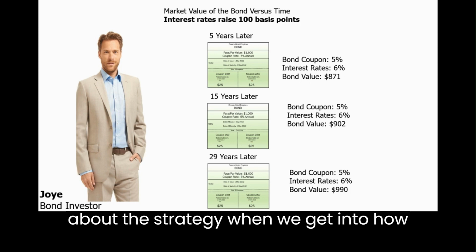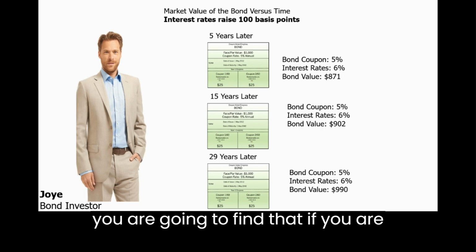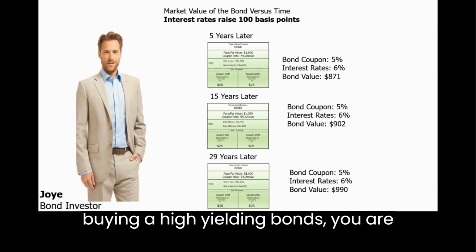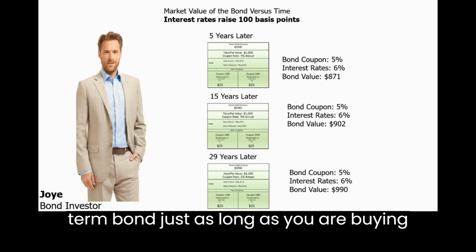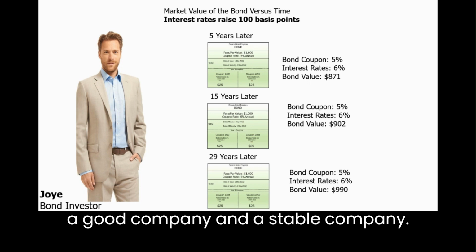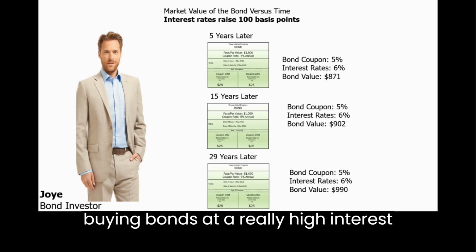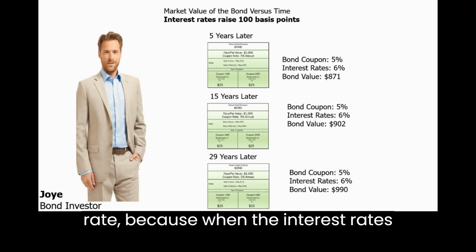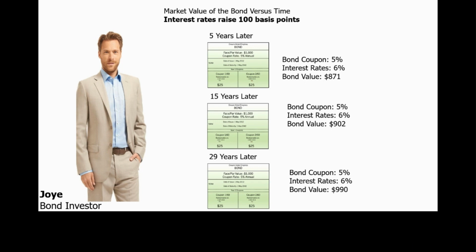And as we talk about the strategy, when we get into how the markets move, you are going to find that if you are buying high yielding bonds, you are definitely going to want to buy a long term bond, just as long as you are buying a good company and a stable company. Long term bonds are good if you are buying bonds at a really high interest rate, because when interest rates drop, you get the exact opposite effect, which I am going to demonstrate now.